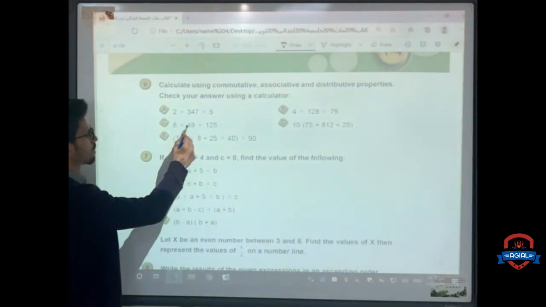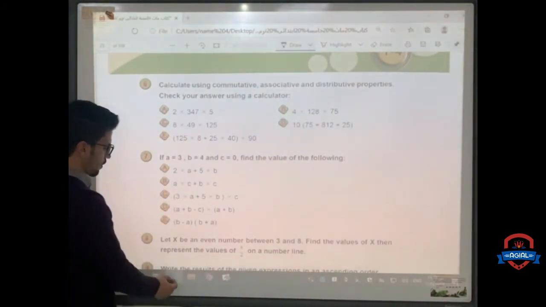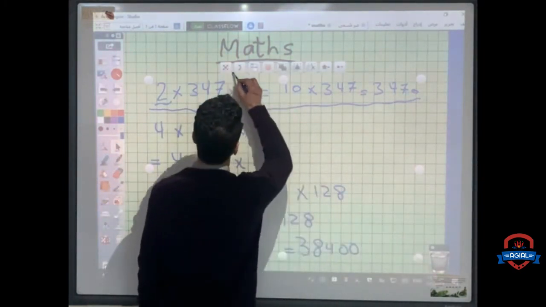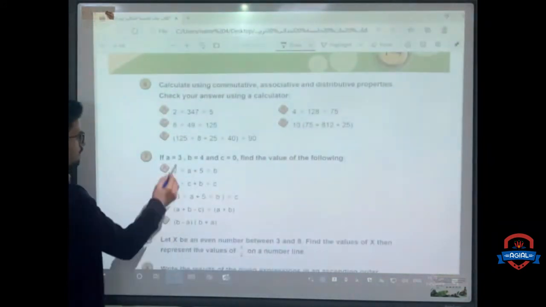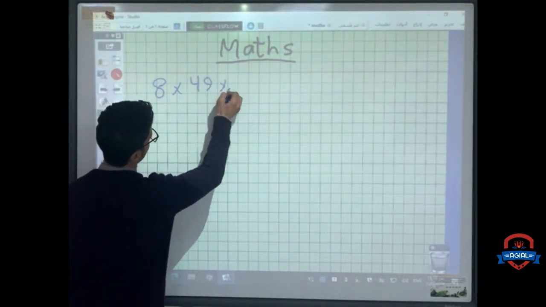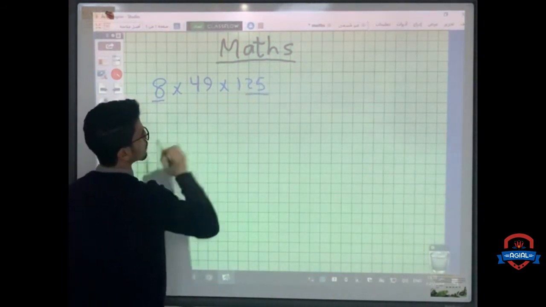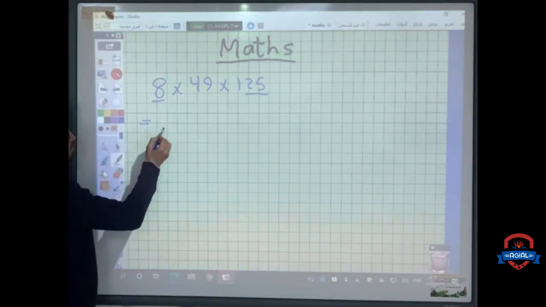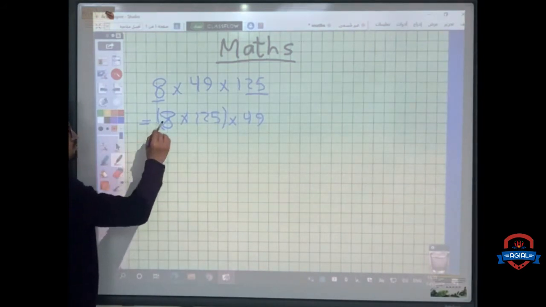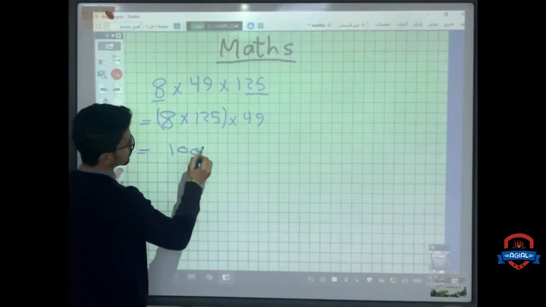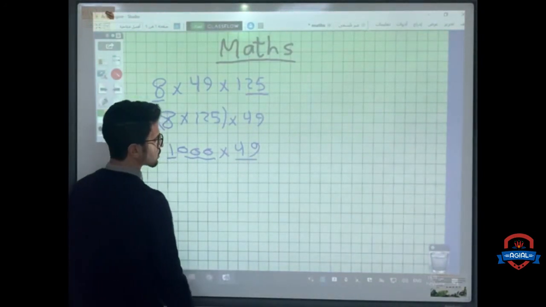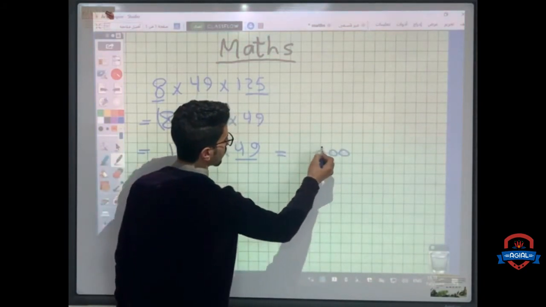Let's look at letter C. In letter C we have 8 times 49 times 125. We notice that 8 times 125 equals 1000. So using the commutative property, we have 8 times 125 times 49. Then we use the associative property to say 8 times 125 equals 1000, times 49. So we put 3 zeros, then 1 times 49 equals 49. So we put 3 zeros, then 49.